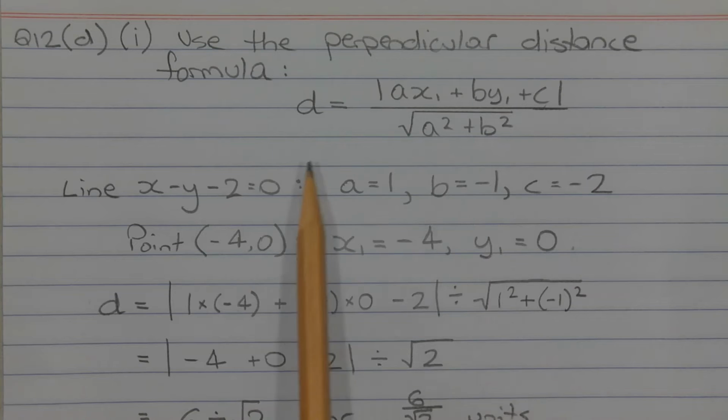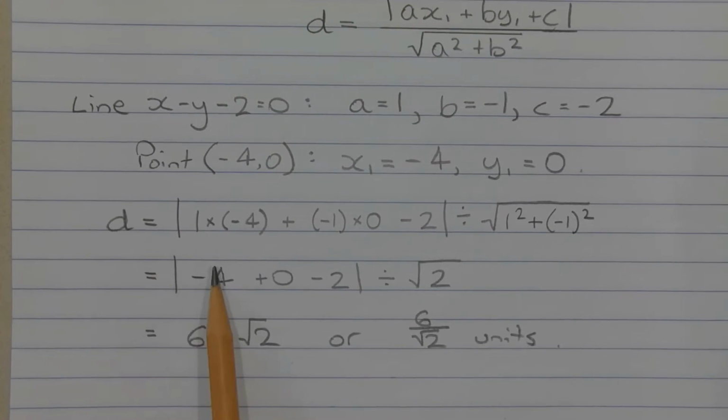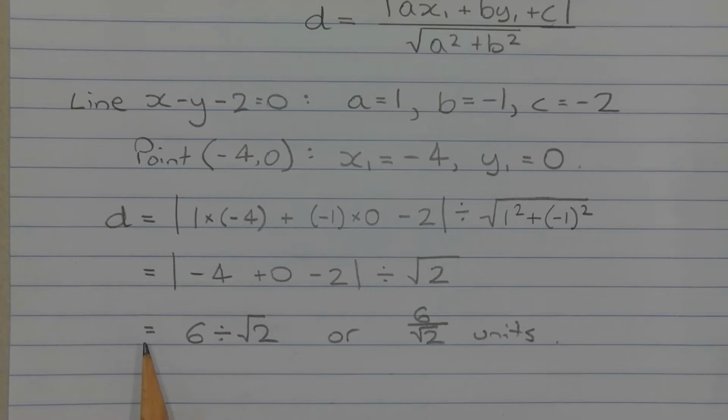So substituting these values into the perpendicular distance formula, we get D is equal to the absolute value of 1 times -4 plus -1 times 0 minus 2, enclosed in absolute value brackets, divided by the square root of 1 squared plus (-1) squared. And that equals the absolute value of -4 + 0 - 2 divided by the square root of 2, and that equals 6 over the square root of 2 units.